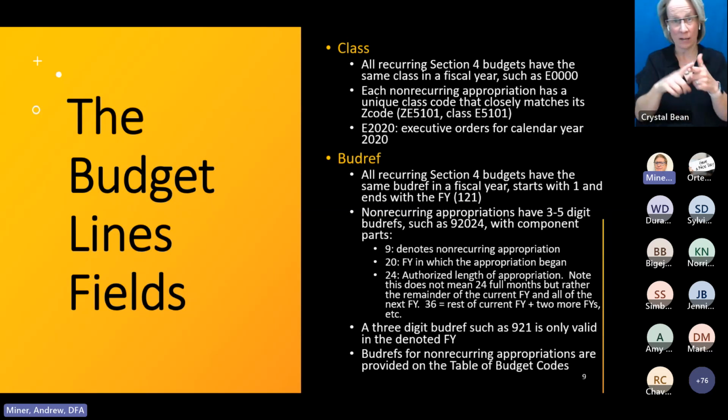As opposed to that, each non-recurring appropriation has a unique class code that closely matches its Z code. So basically it's the same thing except without the Z.